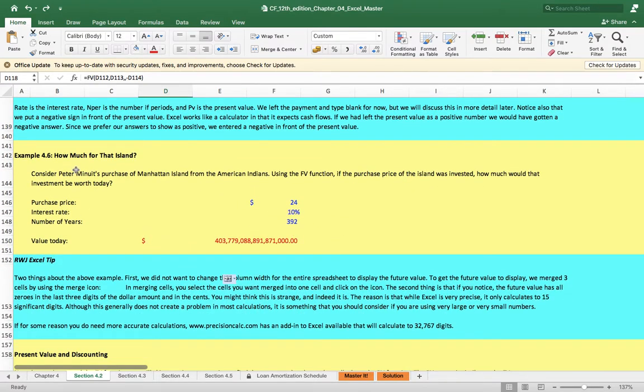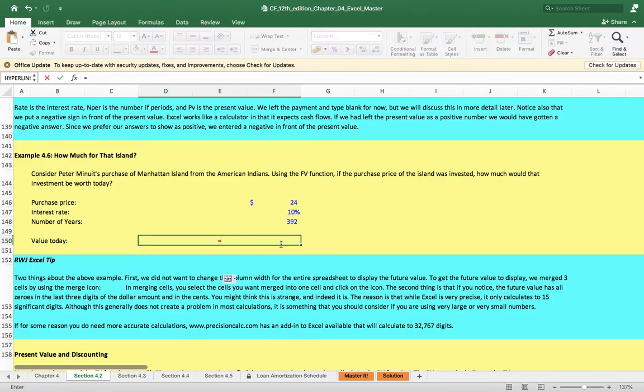Now another question: how much for the island? For example, Peter Minuit purchased Manhattan Island from American Indians. Using the FV function, if the purchase price of the island was invested, how much would that investment be worth today? Purchase price is the present value, interest rate, number of years, future value. Oh my God, he has invested only $24. When? 392 years before. What is the value today?